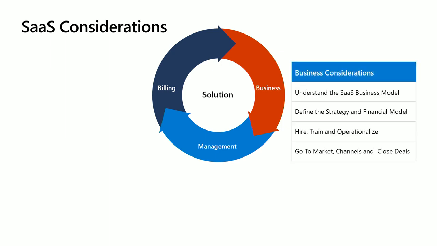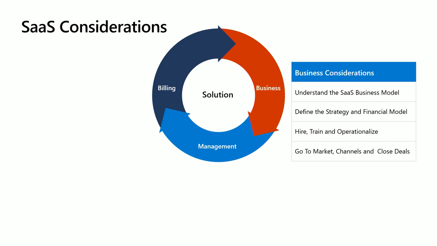So let's start from the business considerations. Please don't roll your eyes here. You need to understand the business model. You need to define the strategy and financial models that you're going to have. You need to think about who you're going to hire, who you need to train, how you're going to make this service operational. What is your go-to-market strategy, right? What channels are you going to sell? You're going to sell direct channel, indirect channels. Direct channels is direct to customer.